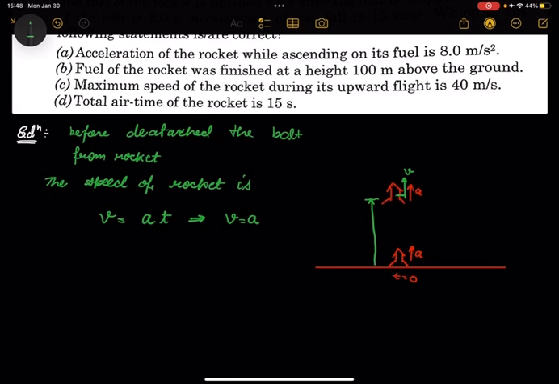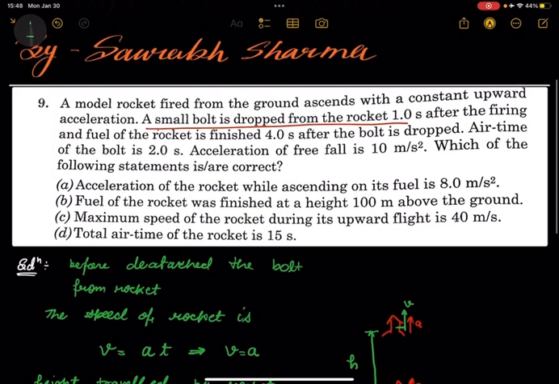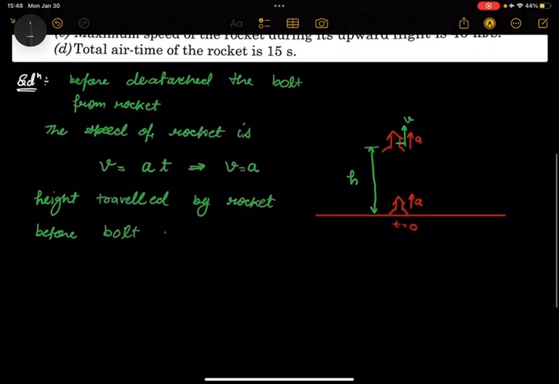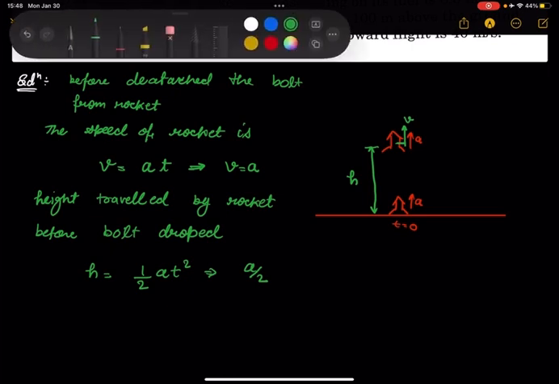How much height is traveled? So the height traveled by the rocket before the bolt is dropped or detached from the rocket: h is equal to half of a t square. With t equal to 1, it is a by 2. We now have our information about velocity and acceleration.